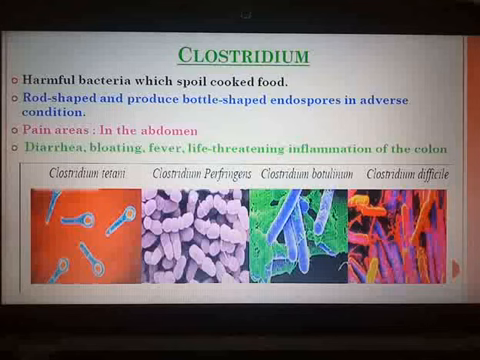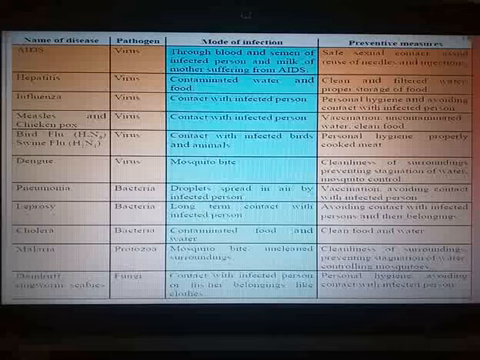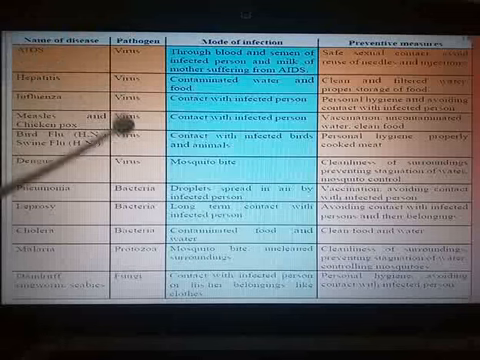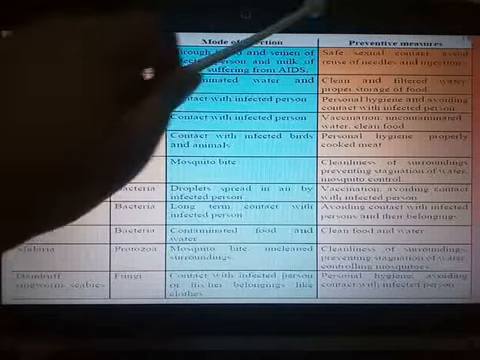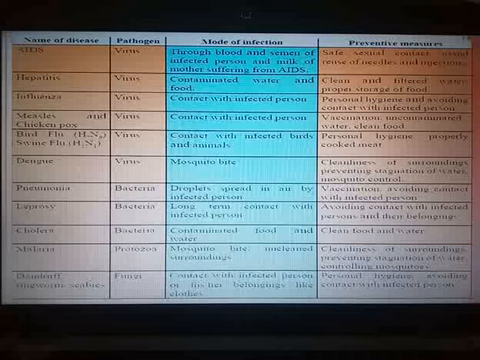Now you have one chart in your textbook on page number 94. You just have to go through the chart. The names of the diseases, the pathogen which attacks, the mode of infection and the preventive measures are given. Just go through the chart because last year it had been removed as the reduction in syllabus. So the ones which you feel really important, like AIDS or pneumonia, malaria, that you can just go through.